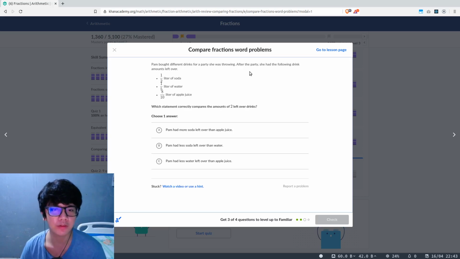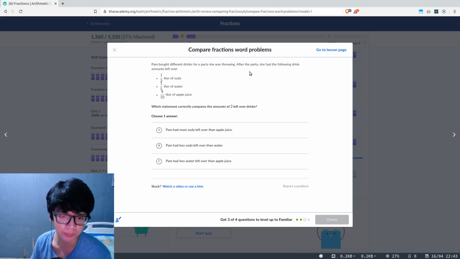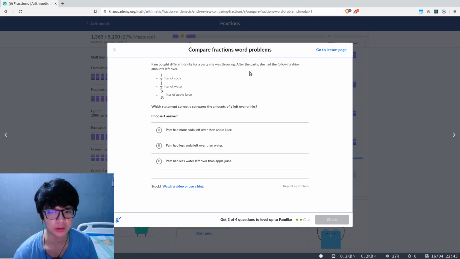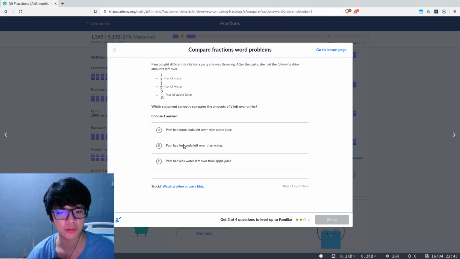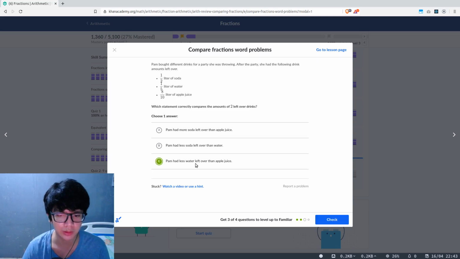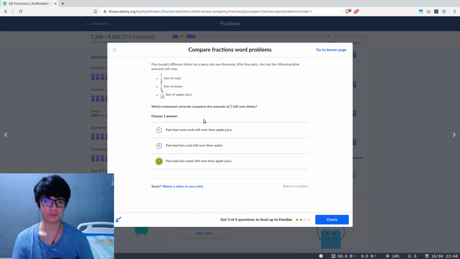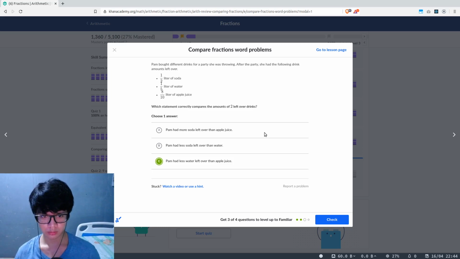Pam bought different drinks for a party. After the party, she had the following drink amounts left over: a half liter of soda, 1/5 liter of soda, and 8/10 liter of apple juice. Which statement compares the amounts of leftover drinks? Pam had more soda left over than apple juice? Soda is 1/2 and apple juice is more than a half. No. Pam had less soda left over than apple juice.